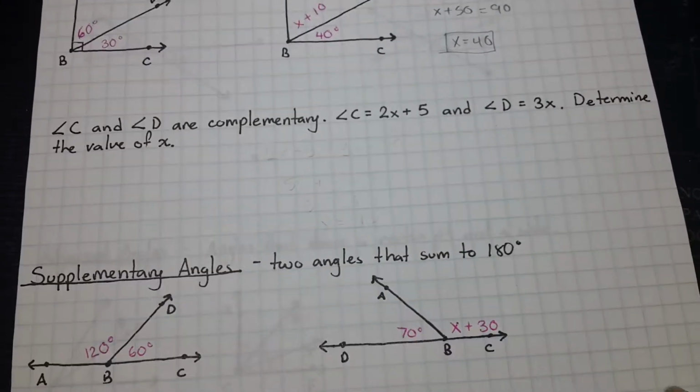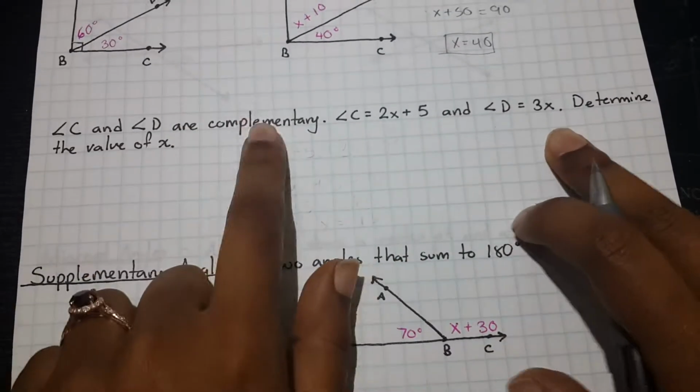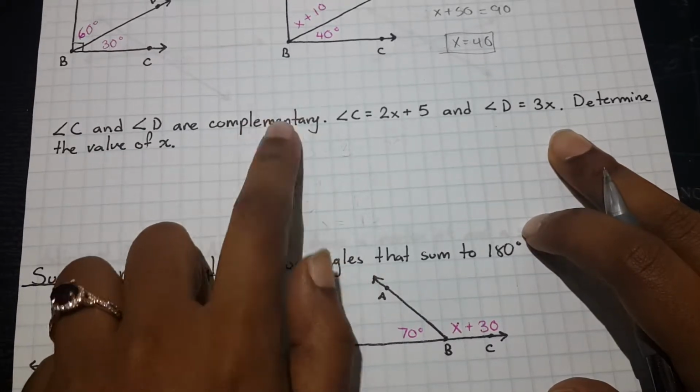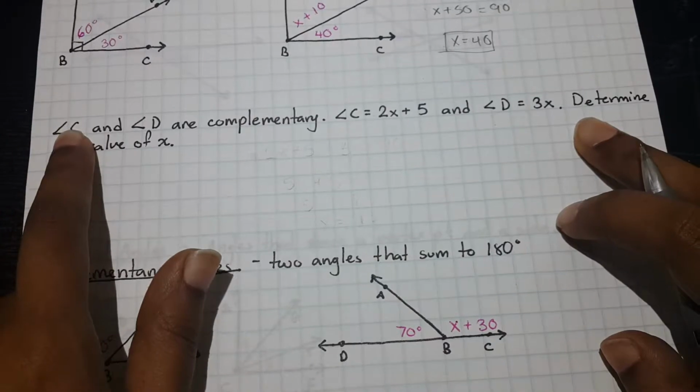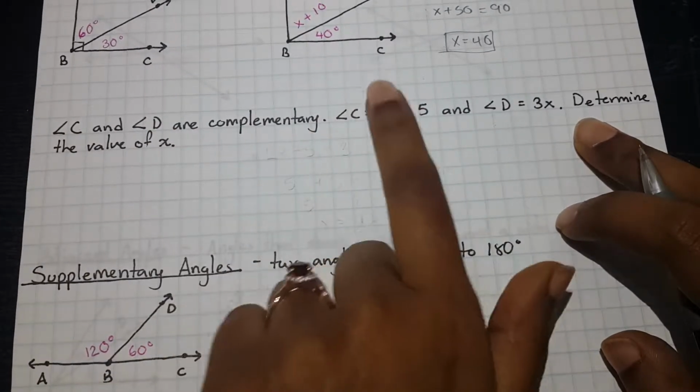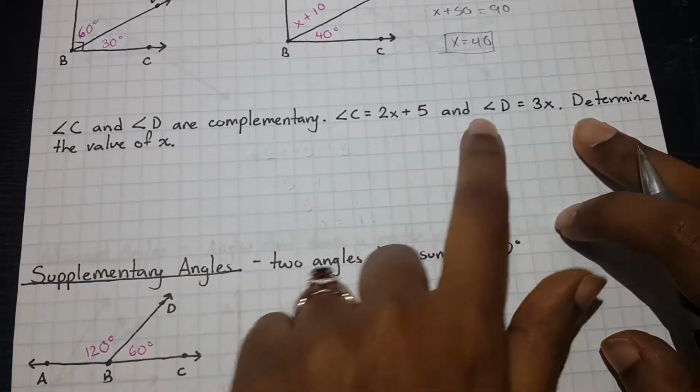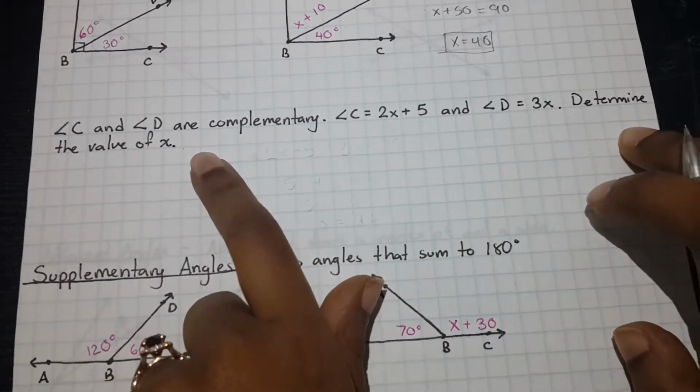So let's say we're not given a diagram, we're just given word problems. If we know the definition of complementary angles, we can easily figure out this problem here. It says angle C and angle D are complementary. Angle C equals 2x plus 5 and angle D equals 3x. Determine the value of x.